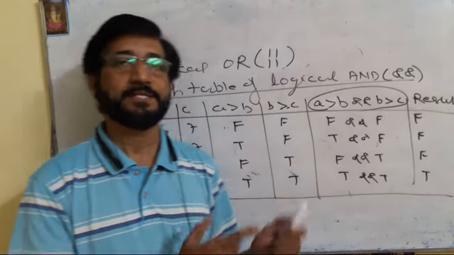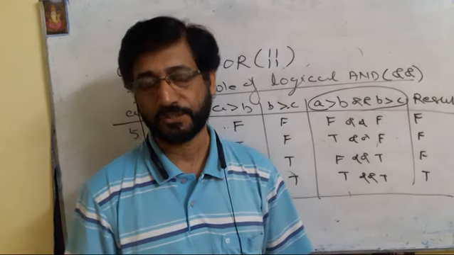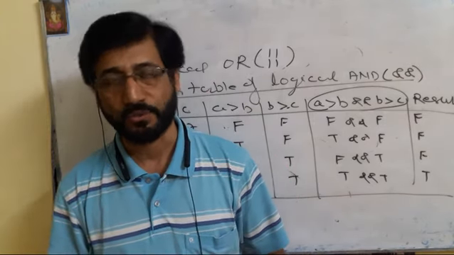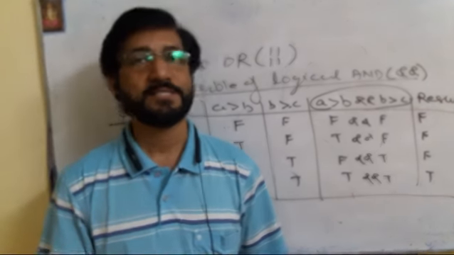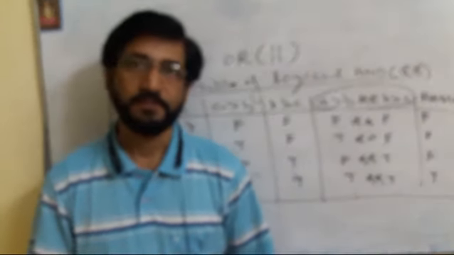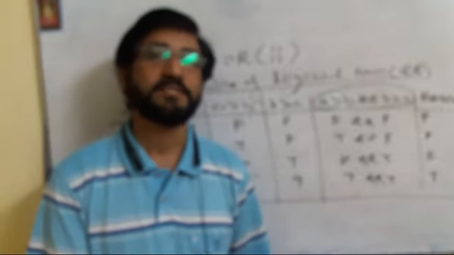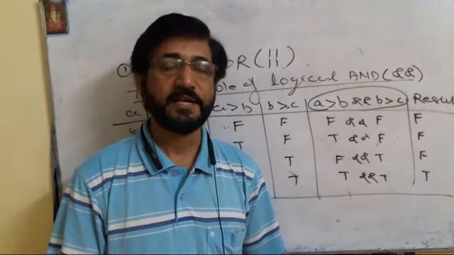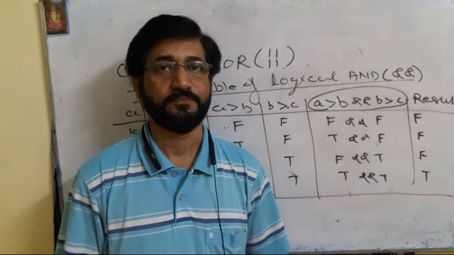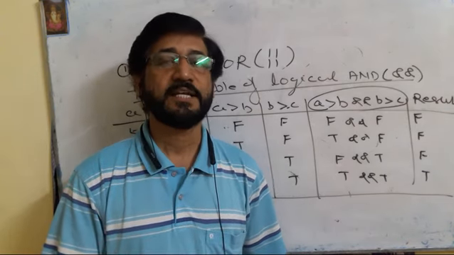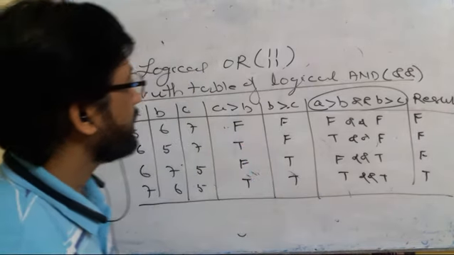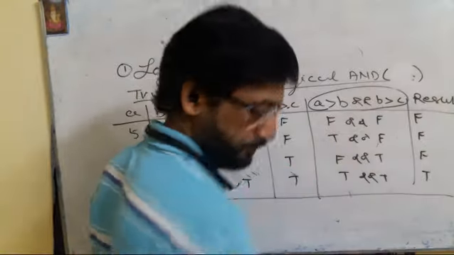expressions. If the result of any one of the relational expressions is true, then the result of the logical expression formed by logical OR is also true. When both the relational expressions are true, then the result is true, and when both the relational expressions are false, then the result is also false. So when any one of the relational expressions is true, then the result is true. When both the relational expressions are false, then only the result is false. So let us discuss this with the help of a truth table.